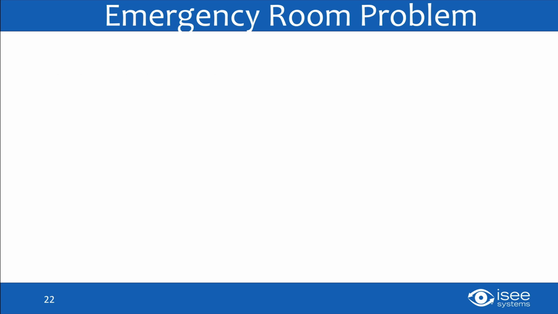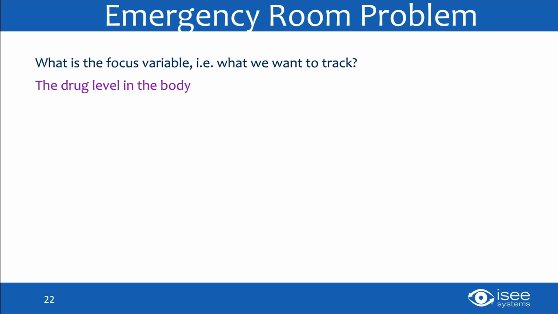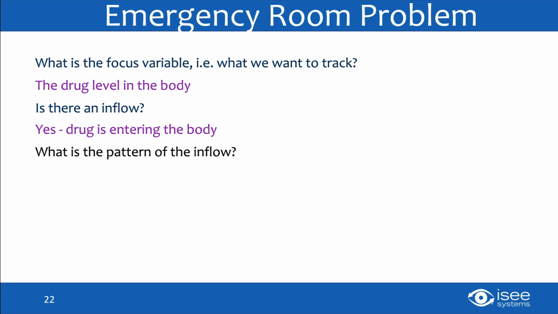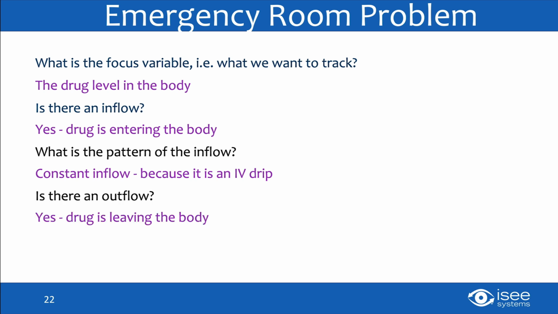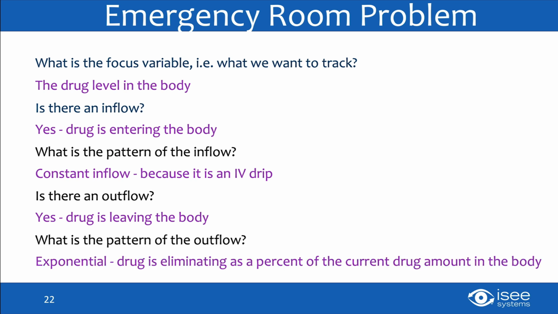With the whole class, we follow this procedure to analyze the task. What is the focus variable? That is, what do we want to track? The drug level in the body. Is there an inflow? Yes, drug is entering the body. What is the pattern of the inflow? Constant inflow because it is an IV drip. Is there an outflow? Yes, drug is leaving the body. What is the pattern of the outflow? Exponential. Drug is eliminated as a percent of the current drug amount in the body.